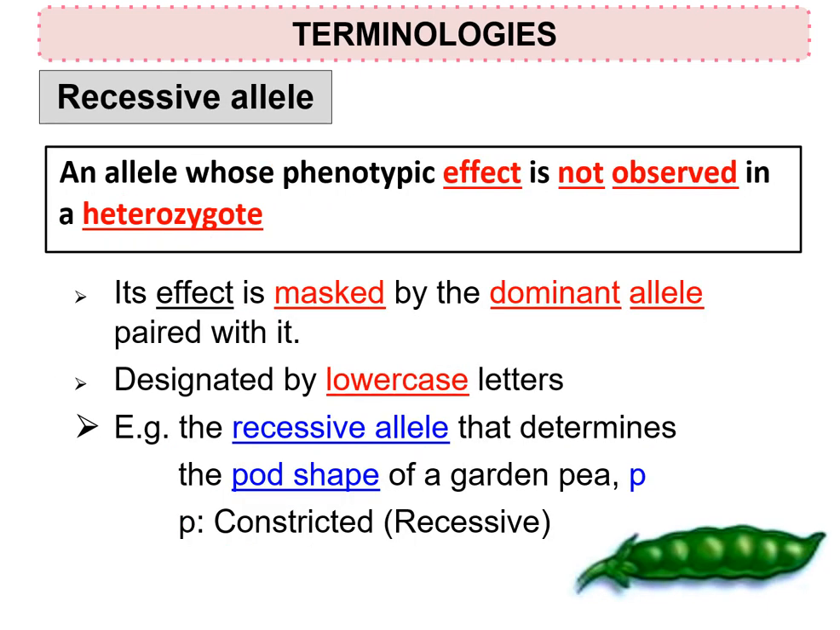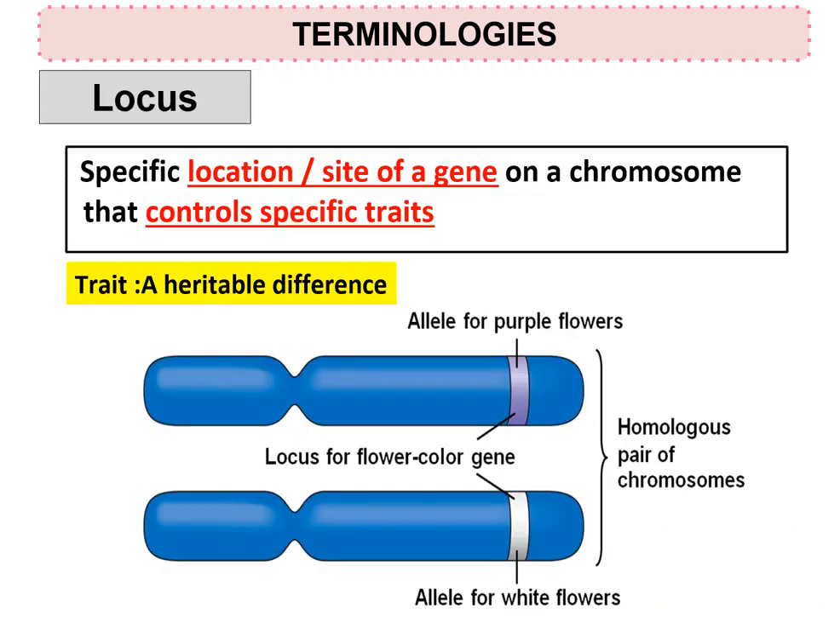While recessive allele, an allele whose phenotype will not be observed in heterozygote. So the effect will be masked. Dominant allele will show its effect rather than the recessive allele and designated by lowercase. For example, constricted. Yang tadi tu dia inflated. So, dia licin saja, smooth. Dan ni constricted, kita akan nampak dia berkedut-kedut. So, this is a recessive allele.